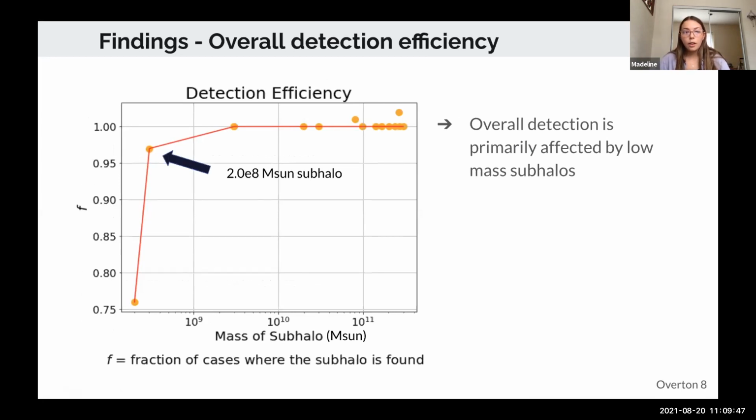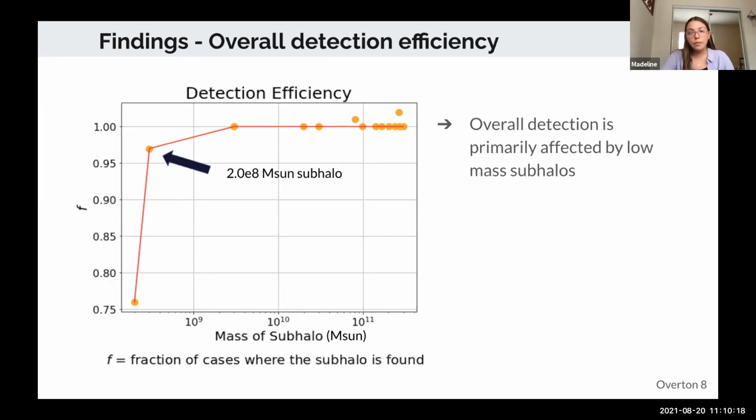And so the overall detection efficiency is primarily affected by very low mass subhalos. Under about 2 times 10 to the 8th solar masses, the detection efficiency drops off substantially. Under 2 times 10 to the 8th solar masses, subhalos are also realized with fewer and fewer particles, which also makes the counts by Rockstar very uncertain within that mass range.